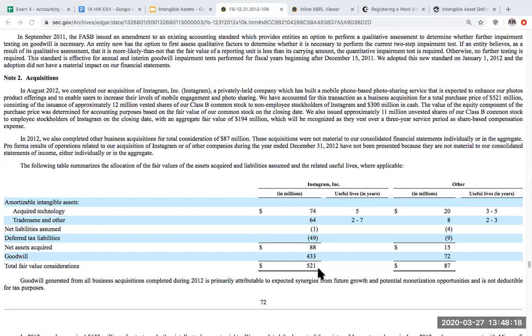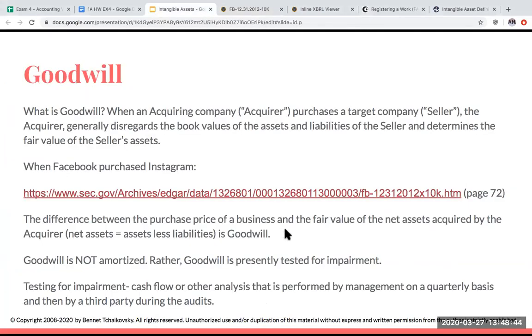So when we're recording goodwill, we're going to look at the purchase price less the net fair value of the assets that are acquired. That is going to give us the dollar amount that we're going to record as goodwill, which is the excess between the purchase price and the net fair value of the assets acquired.